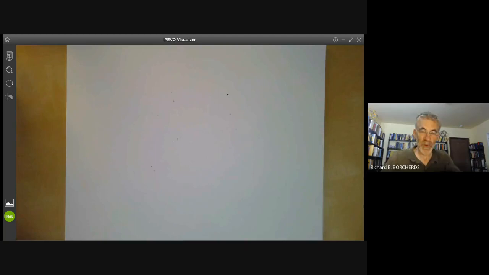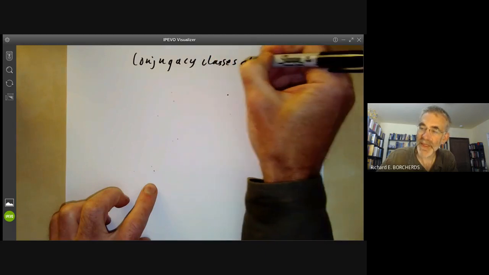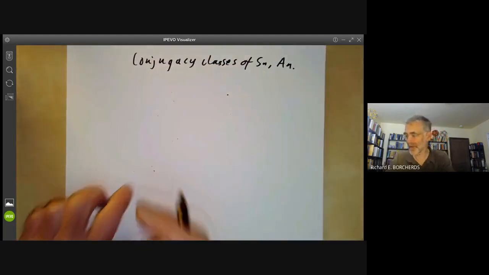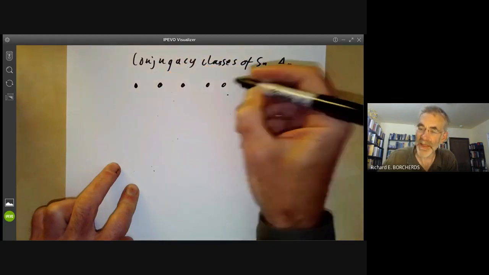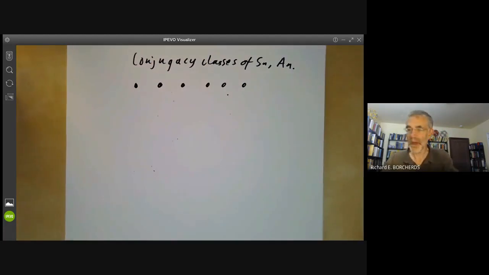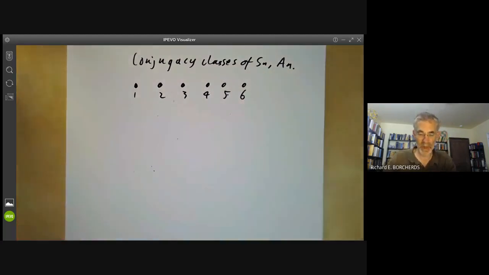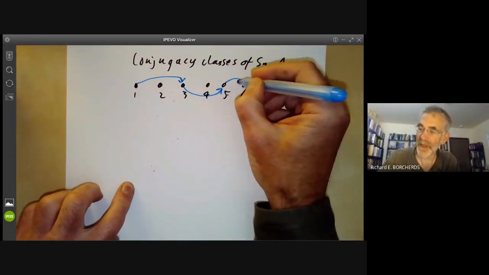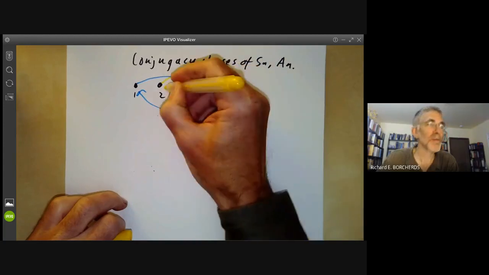Next, we want to look at conjugacy classes of S_n and A_n. The conjugacy classes of S_n are quite easy to describe. In fact, the symmetric groups are one of the very few groups where the conjugacy classes are easy to describe. So let's look at a typical element of S_n. Let me number these points 1, 2, 3, 4, 5, 6. It might take 1 to 3, 3 to 5, 5 to 6, 6 back to 1, and then it might take 2 to 4 and 4 to 2.